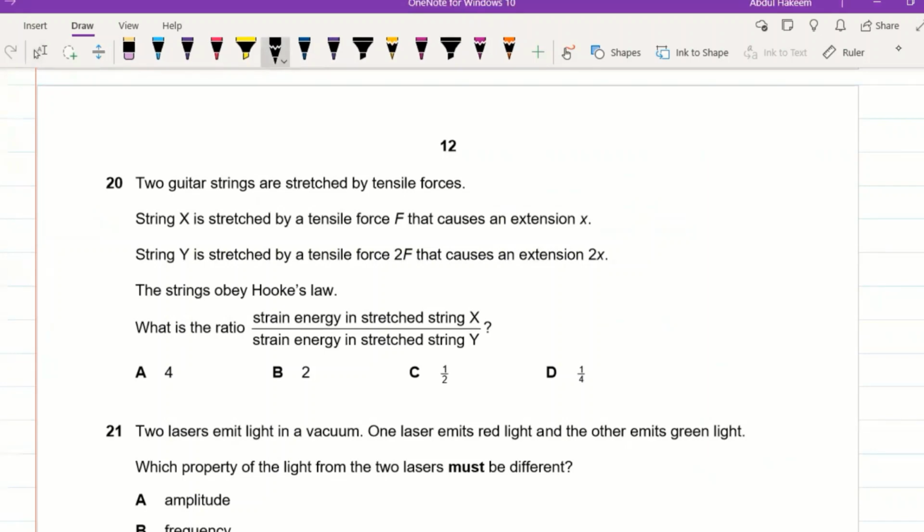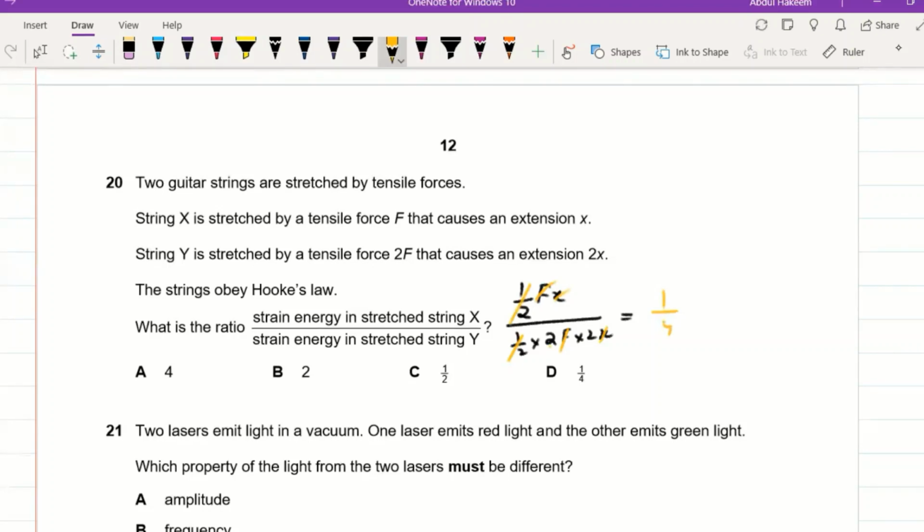So simple formula, 1 by 2 Fx divided by 1 by 2 times 2F and 2x. So when we cancel, 1 by 2 cancelled, F cancelled, and x cancelled. So we are left with 1 by 2 into 2, which is 1 by 4. So the answer is D.